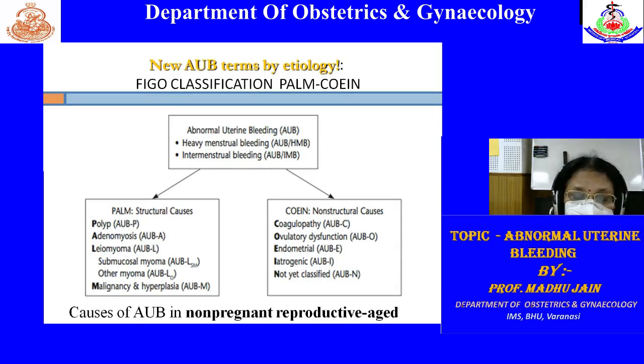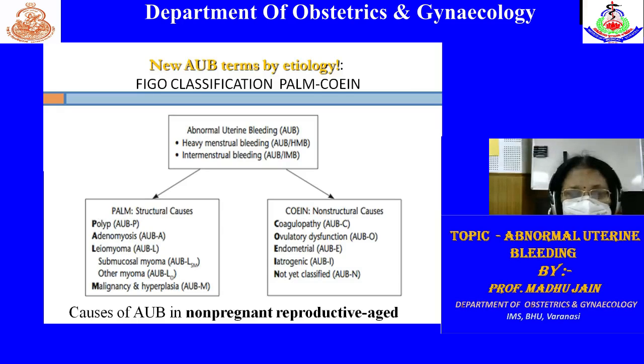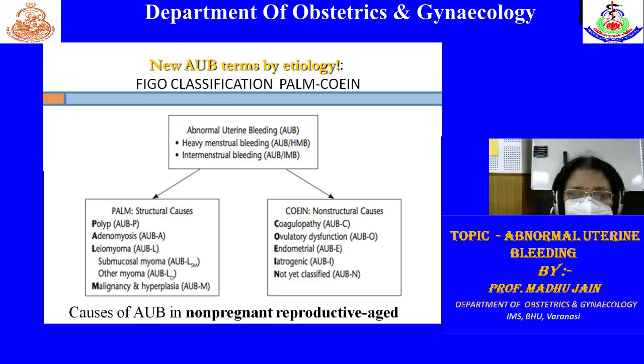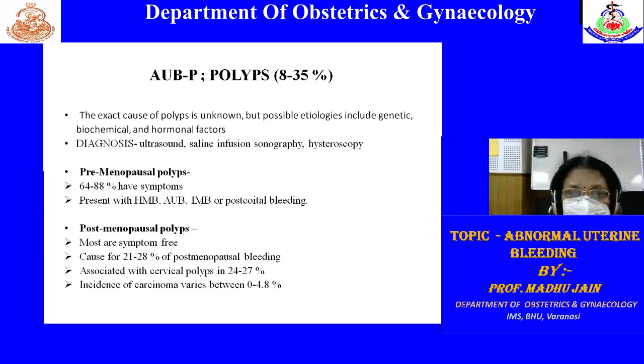Can you hear me, बच्चों? Yes, ma'am. Yes, sir. Yes, ma'am. तो ma'am, किस क्लासिफिकेशन में हुआ PALM-COEIN 2018? Heavy and intermenstrual. Again into the PALM and COEIN group. Okay. Yes, so ma'am, now I am taking every group separately.